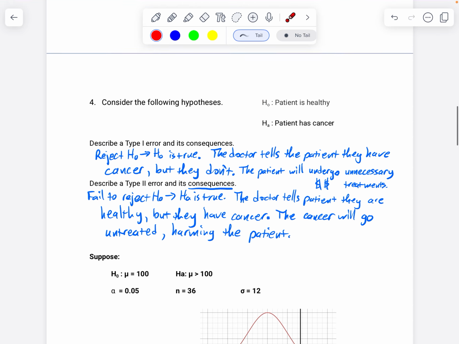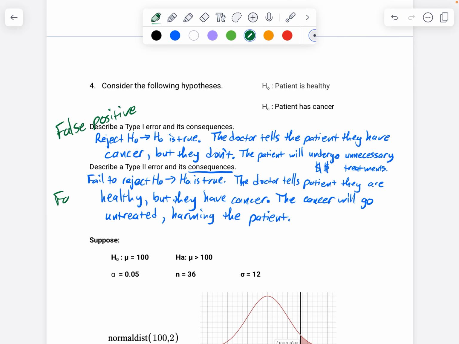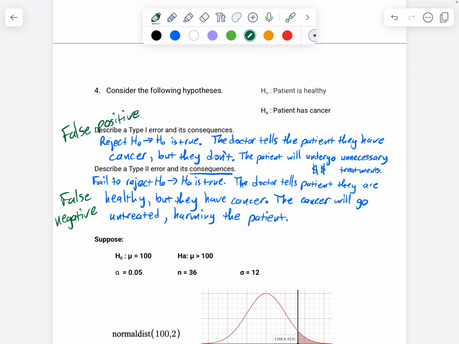Sometimes this one's called a false positive test, and this one is sometimes called a false negative. I'm just trying to throw as many different thoughts at you to help you understand it, right? False positive is when you think the test was conclusive of this, but it's not. False negative is when you don't do anything, but you should have.